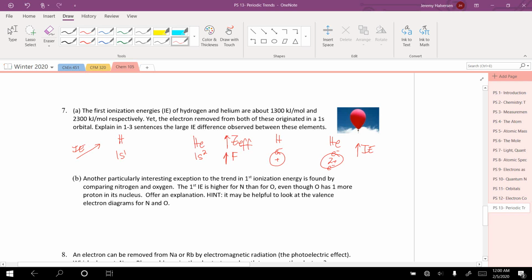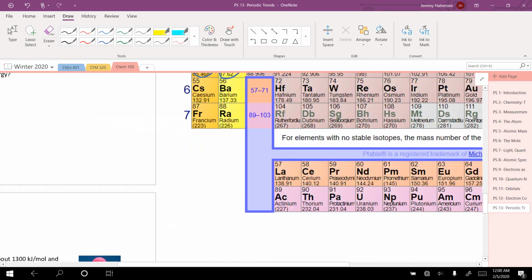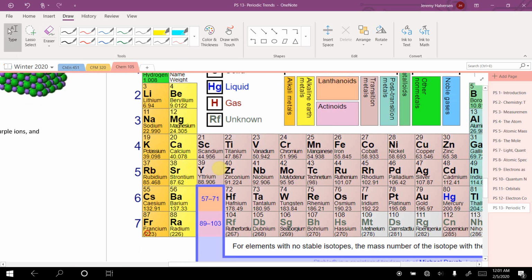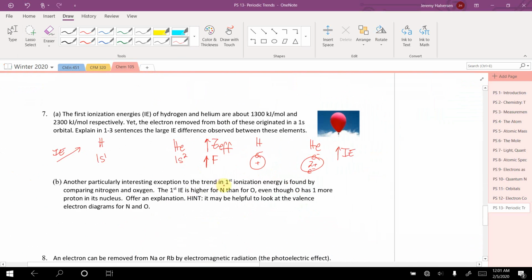Another particularly interesting exception to the trend in first ionization energy is found comparing nitrogen and oxygen. So let's just look. Ionization energy increases up and to the right. So if we're comparing nitrogen and oxygen, we would expect oxygen to have a higher first ionization energy, just based on the trend. But the first ionization energy for nitrogen is actually higher than oxygen. Offer an explanation.